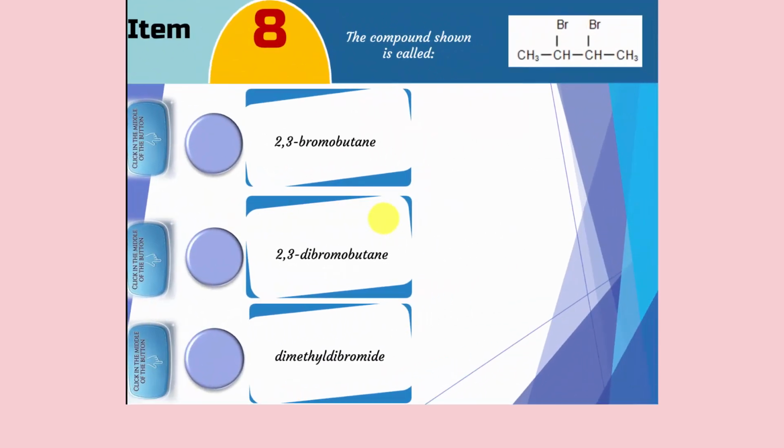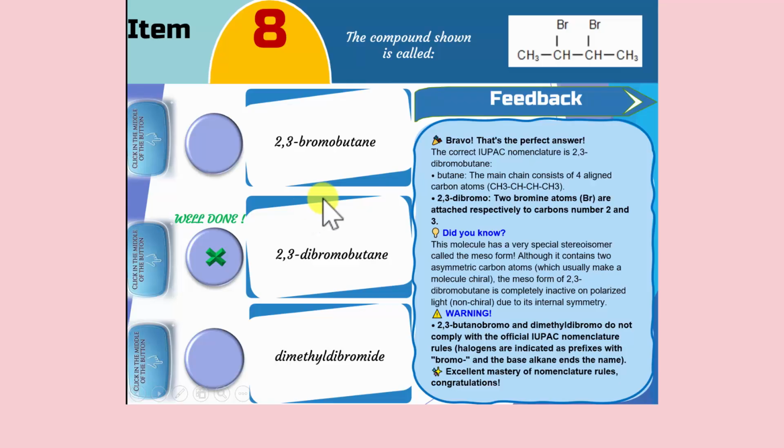The correct answer is 2,3-dibromobutane. The parent chain contains 4 carbon atoms, so the base name is butane. 2 bromine substituents are attached to carbons 2 and 3, giving the prefix 2,3-dibromo.